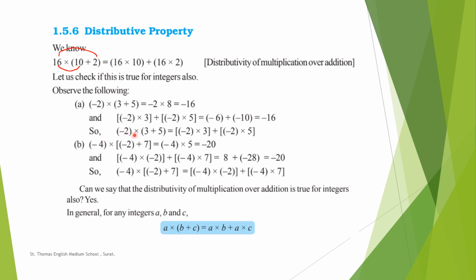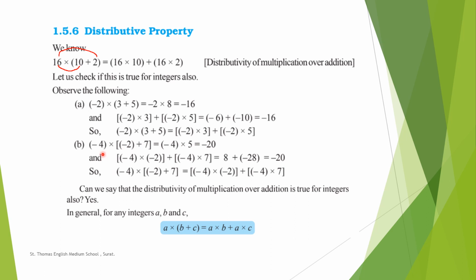So minus 2 multiplied by 3 plus 5 is same as minus 2 multiplied by 3 plus minus 2 multiplied by 5. Clear? One more example, that is minus 4 multiplied by minus 2 plus 7, is equal to 7 plus minus 2. One positive number, one negative number, always you have to subtract. 7 minus 2, that is 5. 5 multiplied by minus 4. 5 4s are 20 and put minus sign.